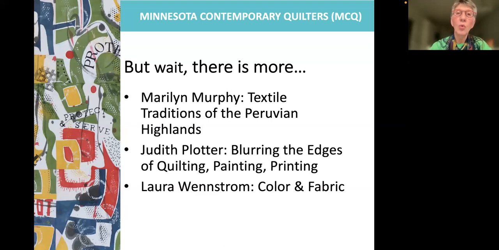And then we have Laura Wenstrom joining us this summer, and she is from Minneapolis. She does a lot of work with secondhand materials that she sources, and she works in two and three dimensions, and of course she adds a lot of color and fabric to her work.